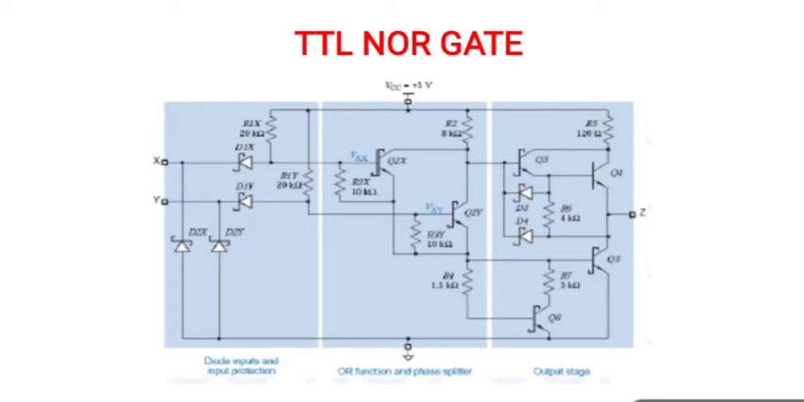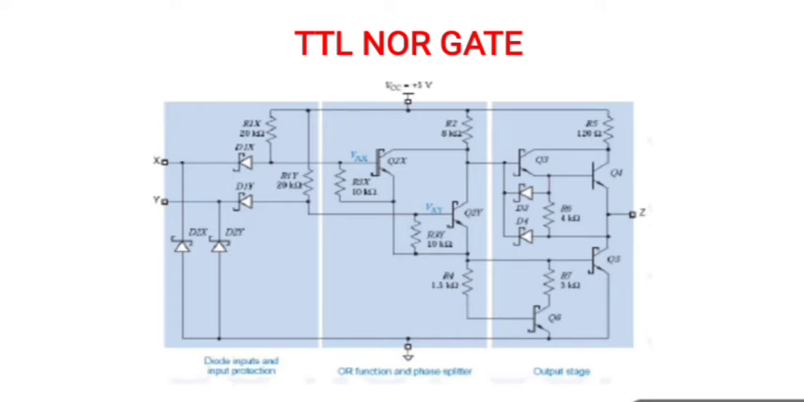The schematic is divided into three stages. The first stage is the input protection stage. The second is the OR function and phase splitter, in the sense that it will transition the output from 0 to 1 or 1 to 0. Third is the output stage. Based on the inputs, we can connect the output to either the low state or the high state. So now we can go into the detailed operation of the TTL NOR gate.